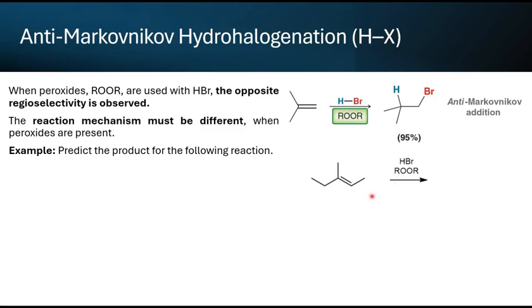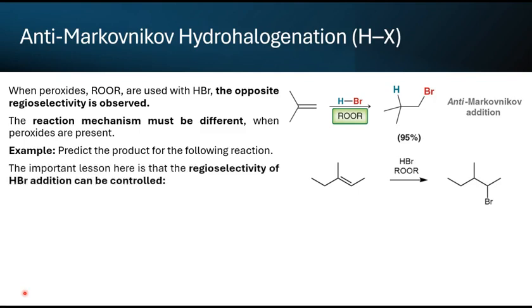If it was Markovnikov addition, the H would add to the carbon with more H's so that the carbocation may be stabilized. But if it's anti-Markovnikov, that means it's the opposite. We're going to get Br here and H here on the tertiary carbon once the reaction has taken place. So this is going to be our product. Hopefully we all predicted that.